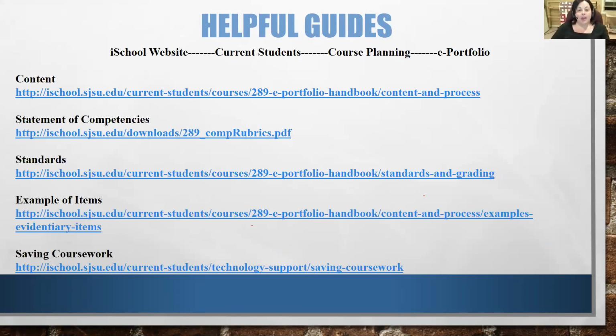Okay, so if you go to the iSchool website, and then you go to the current student tab, and then course planning, you will see an ePortfolio link. When you go there, it will give you a lot of different information by topics, and these are the ones that I felt were pretty important. The first one is content. It basically explains what an ePortfolio is, which basically comprises all your work that you have completed through your school career that meets all of the different competencies that we are required to do.